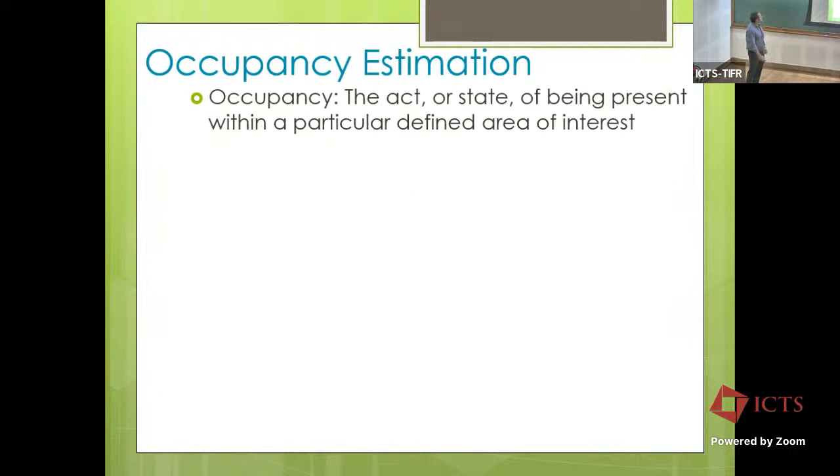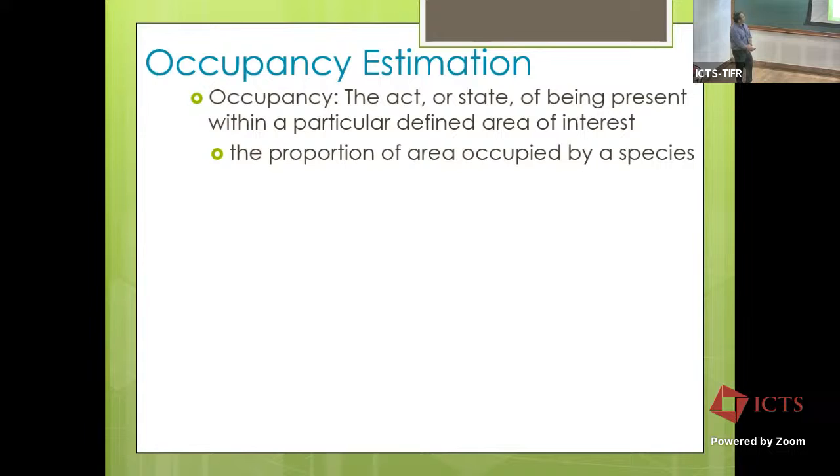So occupancy, if I have to give a definition, is the act or state of being present within a particular defined area of interest. Let's say it is a naturally defined patch, a naturally defined wetland, or it may be that we've imposed a grid network over our study area. Then it is the act or state of being present within a given grid cell in that network, or of occupying a particular wetland, water body, or patch. Whatever we have defined as our sampling unit, it is the act or state of being present in that unit.